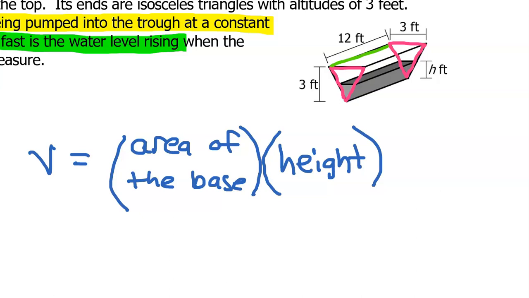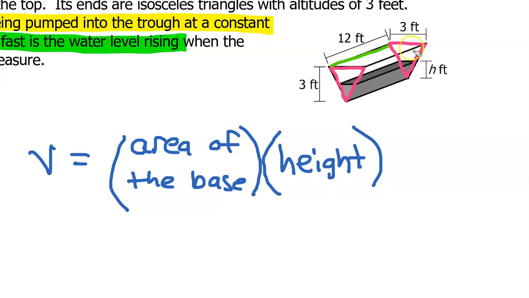So be careful, when we talk about the height of a prism, we're not talking about how tall it is off the ground. We're not talking about the 3 feet. The height of a prism is the distance between the bases. So if we were talking about the entire trough, this red triangle is a base and the other red triangle is also a base. So you can see that the distance between the bases is 12 feet. So that would be the height of this prism.